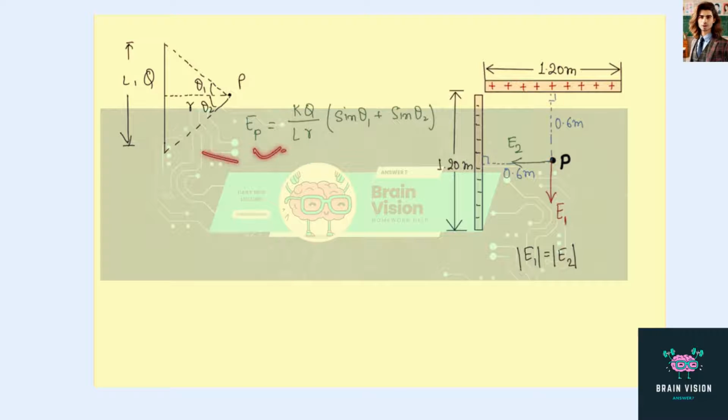We will use this relation to calculate either E1 or E2 because their magnitudes are the same. So what will be the value of E1? First, what is the value of K? K is Coulomb's constant and its value is 9 into 10 raised to the power 9 Newton meter square per Coulomb square. The second thing is Q, the charge, which is 2.5 microcoulomb. To convert micro into coulomb, we multiply by 10 raised to the power minus 6, so it will be in coulombs.